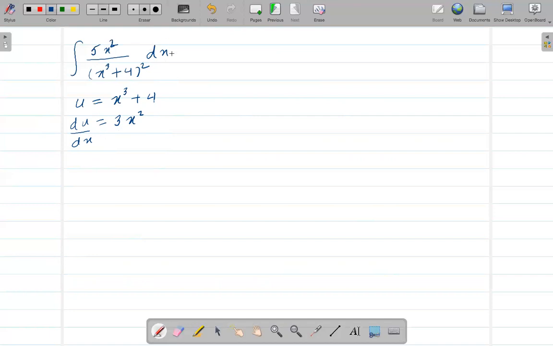Now after this, since I have dx here, and also I have 5x squared, but 5, I can just move that 5. So for this one, I can basically bring that 5 out. So I'll just have 5 times the integration of x squared dx over x to the power 3 plus 4 squared, right? I can even write like this. Now here, I can replace this by u.